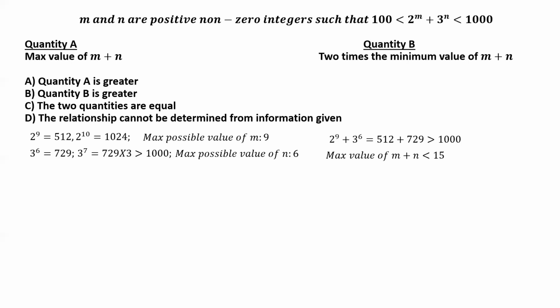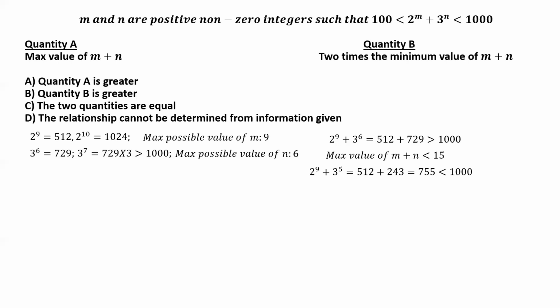So what happens if I decrement n by 1, meaning that I still keep m at its maximum possible value, which is 9? So I have 2 to the power 9, but for n, I reduce it by just 1 from its maximum possible value. And in that case, the inequality becomes 2 to the power 9 plus 3 to the power 5, which is 512 plus 243, and that comes to 755, which is less than 1000. So in that case, the inequality is actually satisfied.